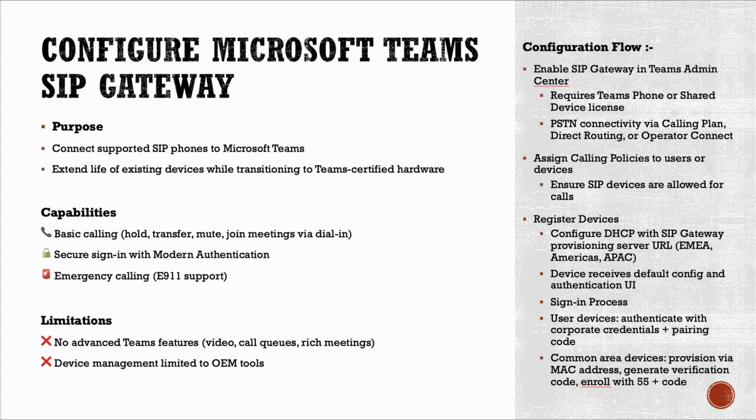Then comes device registration. We configure DHCP to point to the SIP gateway provisioning server, with region-specific URLs for EMEA, Americas, and APAC. The device receives its default configuration and authentication interface, and finally we handle the sign-in. For user devices, sign-in happens via the Teams provisioning UI. For common area devices, we provision using MAC address, username and password, typically something like device@contoso.com, and a phone number. This configuration enables basic Teams calling on legacy SIP phones, helping organizations bridge the gap between old infrastructure and modern collaboration.